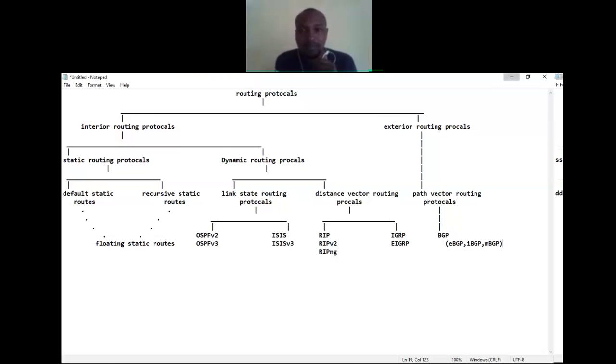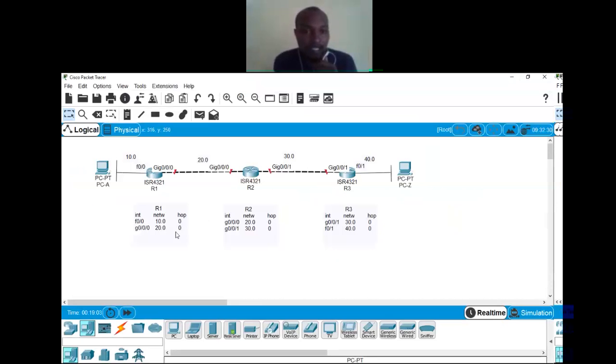Yes. Back to our class. Option one was static routing. Static routing will introduce network 10 to R2 manually. Tell R2 whenever you get a query for network 10, take that query to gig 0/0/0.